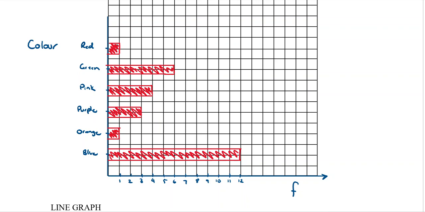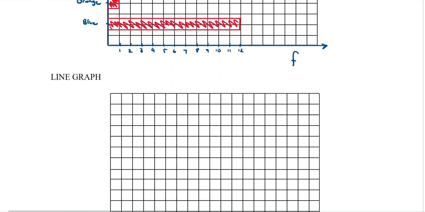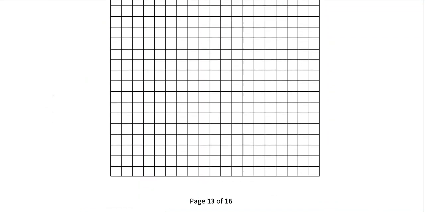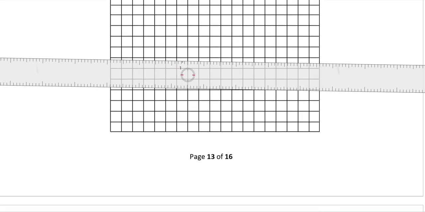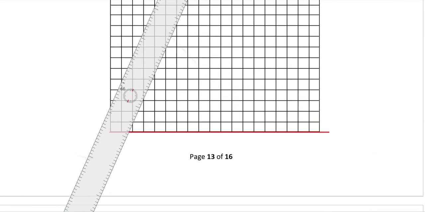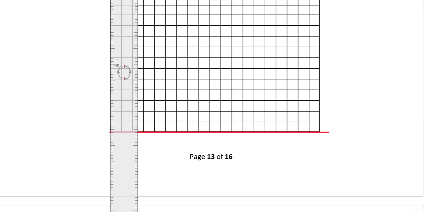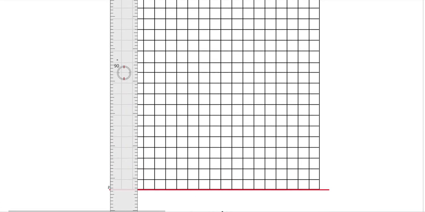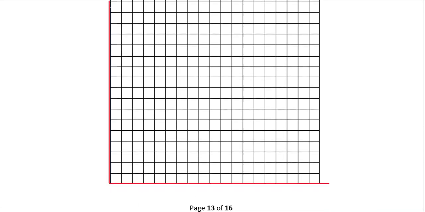Just take that so you can check that. All right, ready for the next graph? Okay, the next one is a line graph, which you will label your axes the same as the column graph. You will have the colors across the bottom and the frequency up the side. So we're going to write these down a lot today.